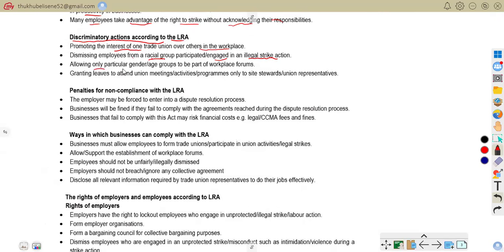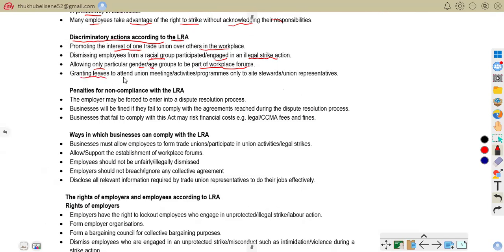Allowing only particular gender or age groups to be part of workplace forums. So you allow certain genders or ages into that committee that you're talking about, which is the workplace forums. So, for example, only men are allowed into the forum. So only men are the ones representing the committee. So it's very unfair. It's discriminatory according to the Labor Relations Act.